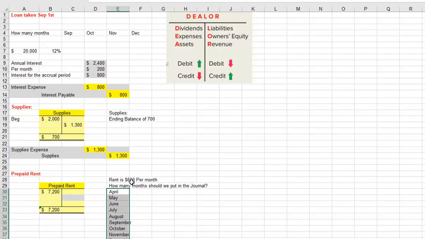Now, we say that rent is $600 per month. So 9 times 600 is going to be $5,400. What we're seeing here is I used to have an asset of $7,200, which was the asset of having rent that's already prepaid. I have used up $5,400 of this rent. Now I only have $1,800 left in my asset. In using this up, it was my cost of doing business, my rent expense.